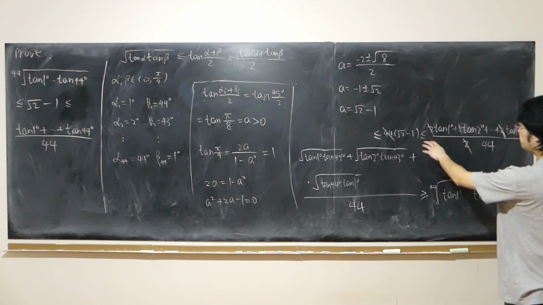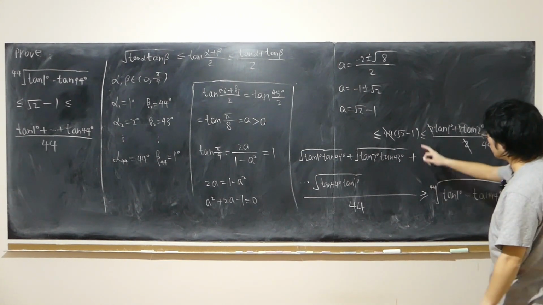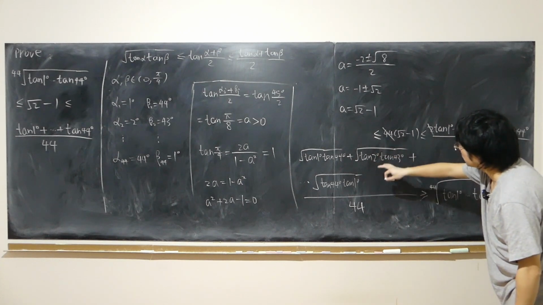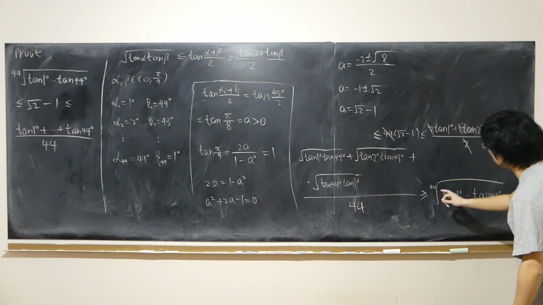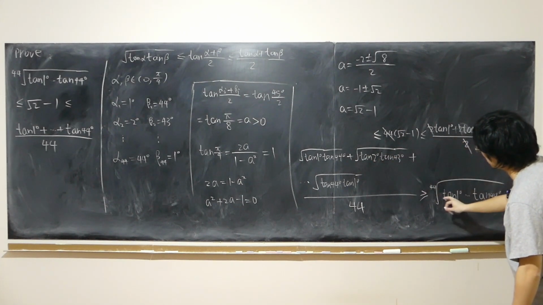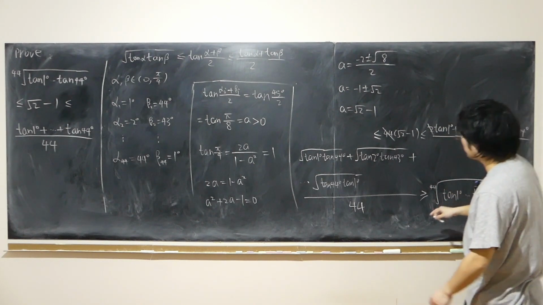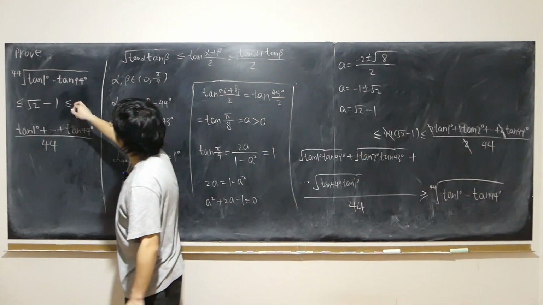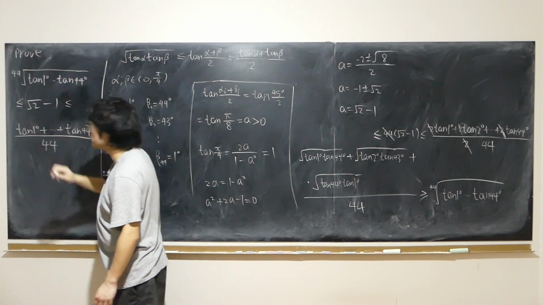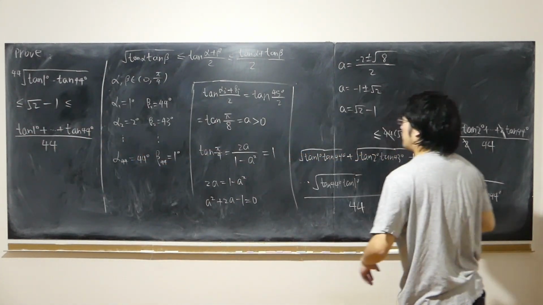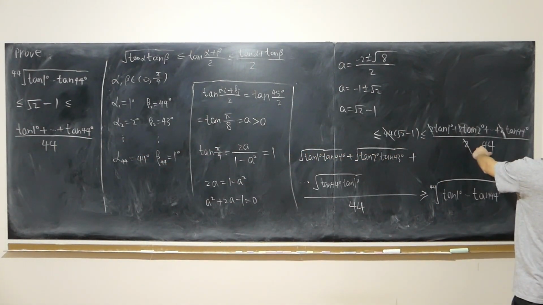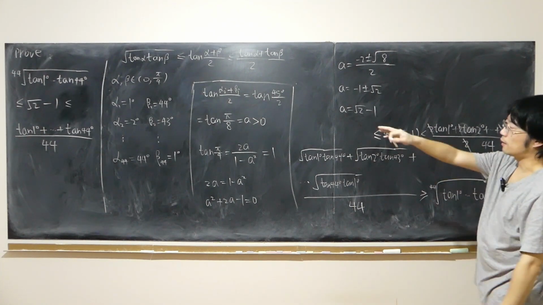So in the end, square root of 2 minus 1 is bigger than or equal to this thing. This middle is bigger than or equal to the 44th root of the product of all the tangents. So the right hand side is less than or equal to the arithmetic mean.